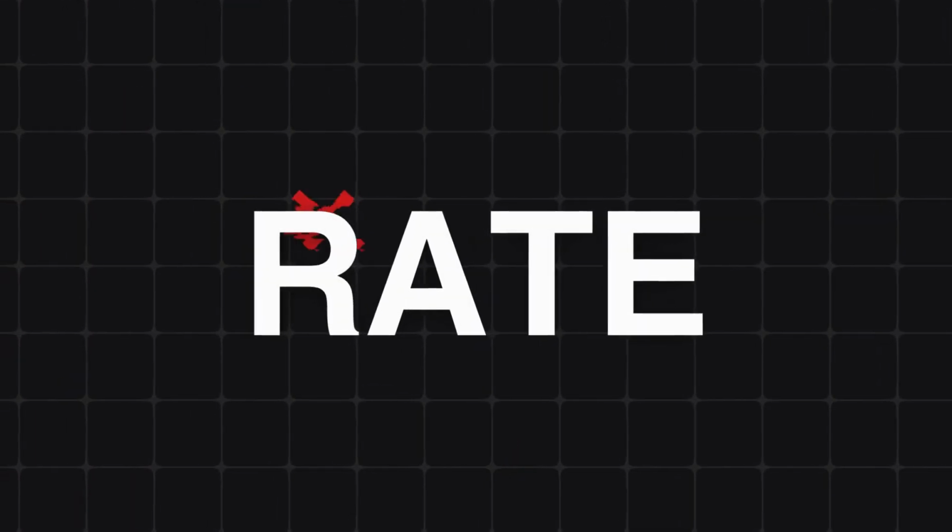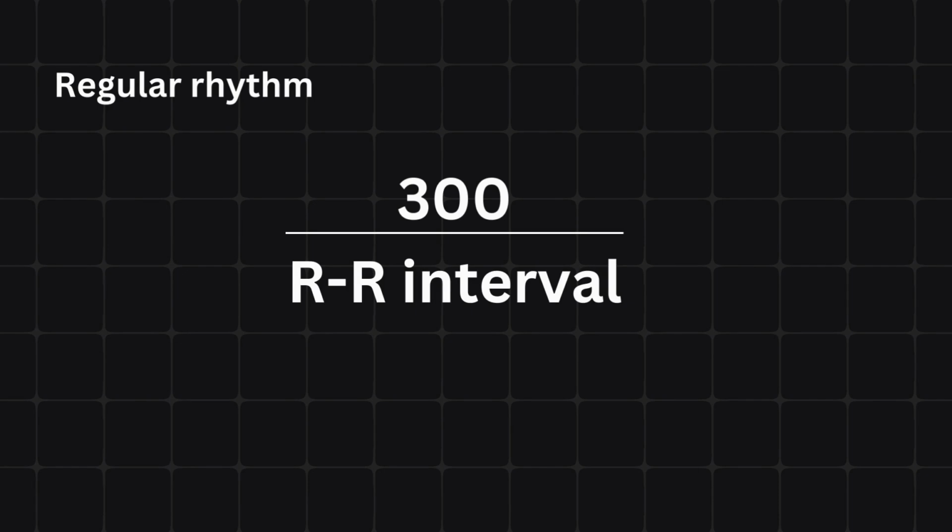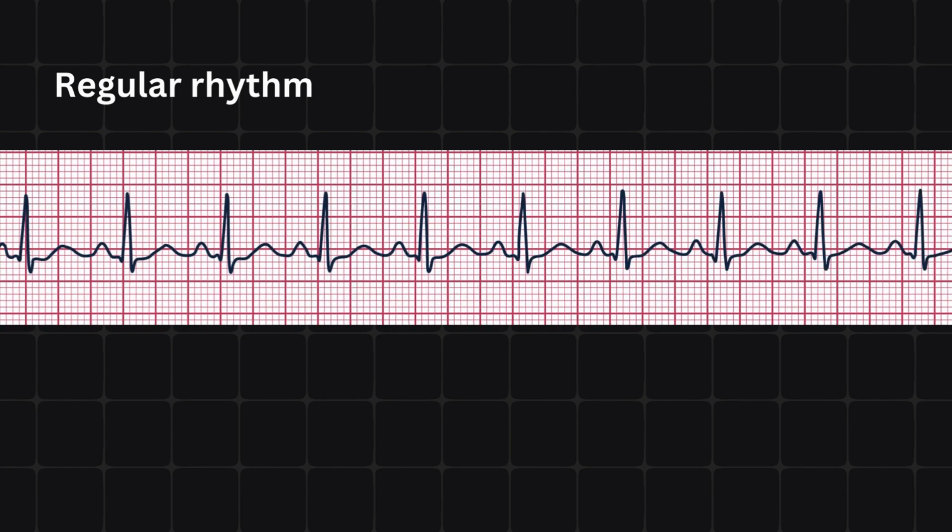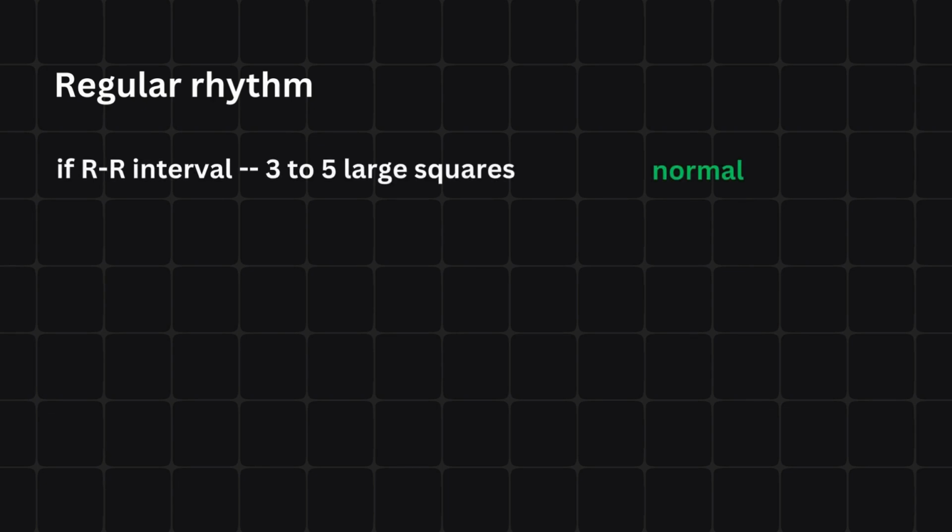Depending on whether the rhythm is regular or not, we can calculate the rate. If rhythm is regular, with a constant RR interval, we will use the formula 300 divided by the RR interval to find the rate. So if the RR interval is around 3 large squares, the rate will be 300 divided by 3, which is 100. Even though you do not need to find a precise rate, a quick observation can be helpful. That is, if the RR interval is around 3 to 5 large squares, the heart rate will be normal, around 60 to 100 beats per minute.